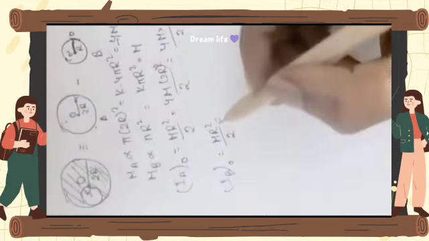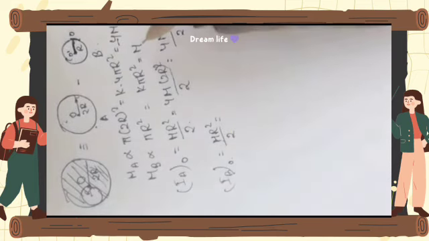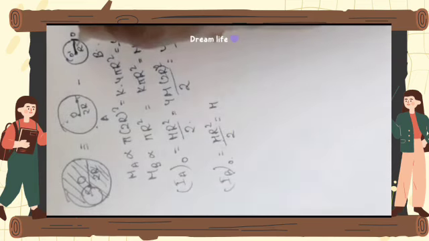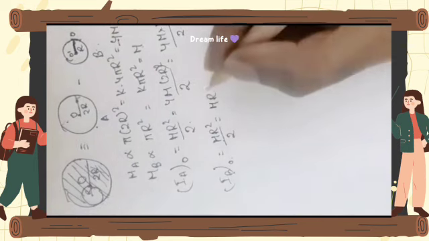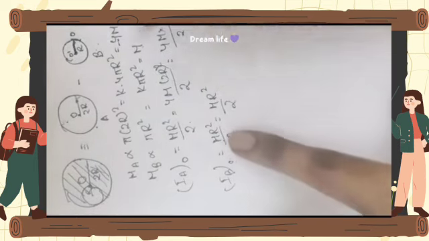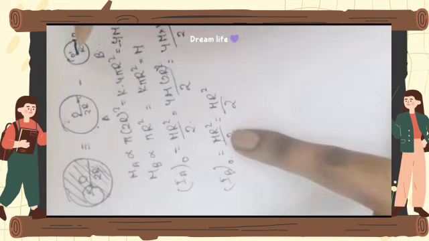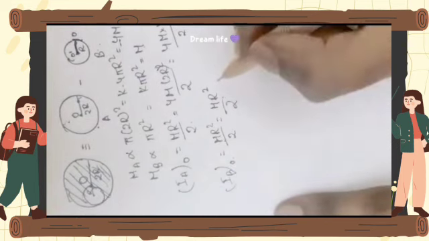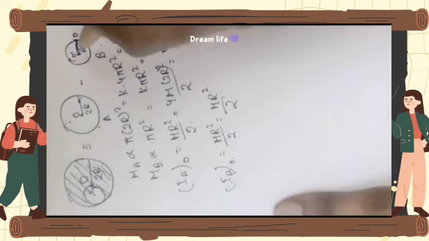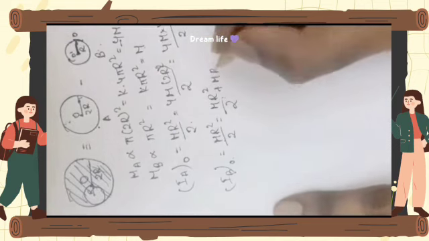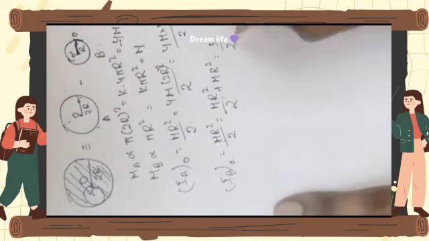So we know that the mass of the smaller disk is m and its radius is r, so the moment of inertia is mr square by 2. This formula is for the moment of inertia of the smaller disk about O dash, but we have to find it about O. So we will use the parallel axis theorem: the moment of inertia about O dash plus the mass times the square of the distance between the axes of rotation. Here the distance is r, so we will add mr square. So we will be getting 3 by 2 mr square.